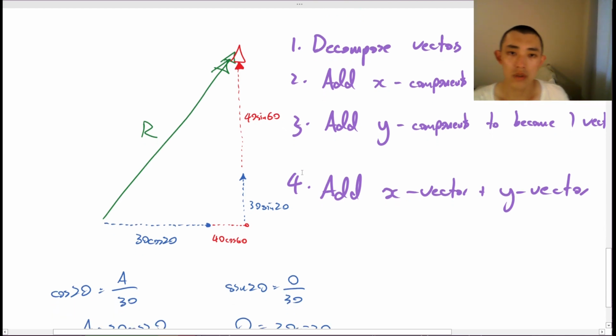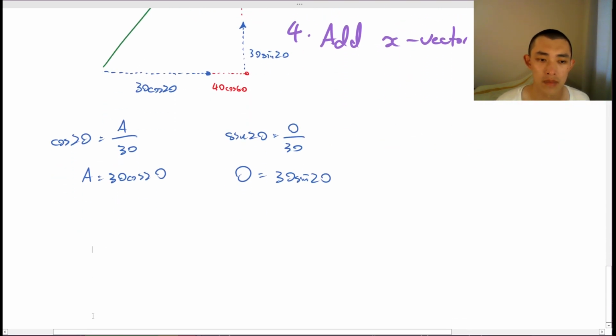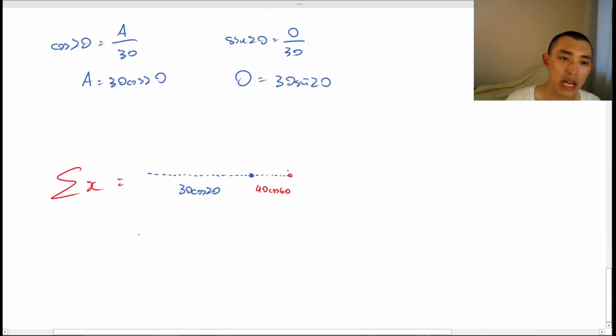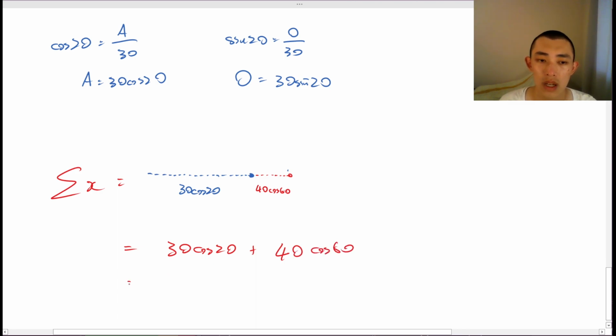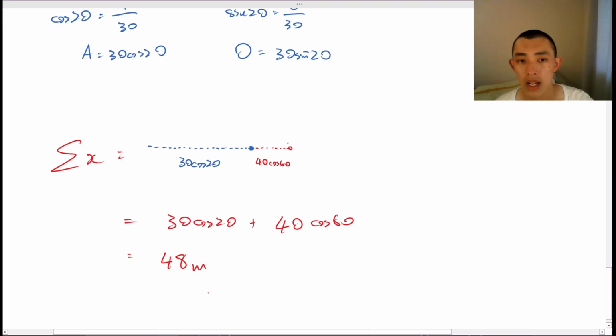So now what I'm going to do is I'm going to try and sum together the x components, right? And this is very easy, right? So I can say that sigma x is equal to, we want to add together those two vectors. So you simply do 30 cos 20 plus 40 cos 60. And what do we get? We get 48 meters. Great.